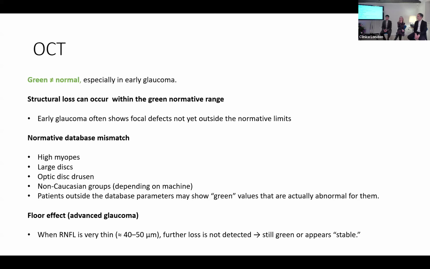And when you're looking at these scans as well, just remember the normative database that these scans are built on. A lot of them are based on Western demographics. And in London in particular, we have patients of all ethnicities, so we should always consider that.